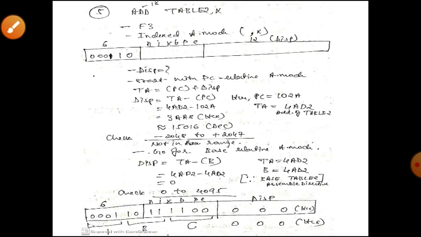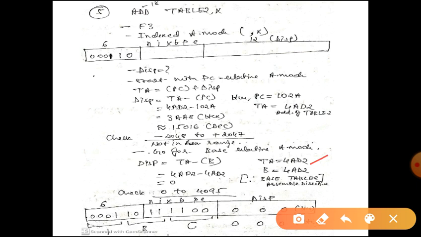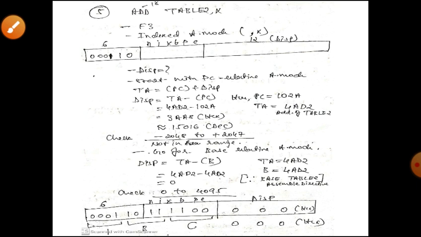So that is how we have written it here. Now you compute the displacement. Displacement is TA minus B. It is 0. It is in the range. That is for base relative. The range is 0 to 4095. It has no sign, it is unsigned. Since it is in the range, you fill in all these.